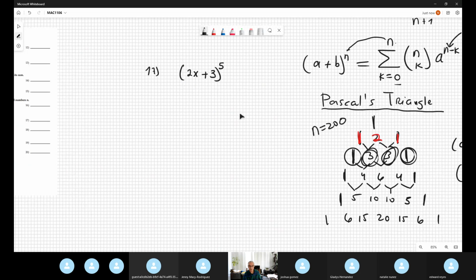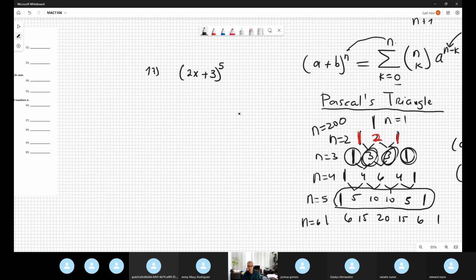And we use, remember, this is 1, 2, 3, 4, 5. Okay, this is n equal 5. This is n equal 6. This is n equal 4. This is n equal 3. This is n equal 2. And this is n equal 1. For 5, the coefficients are these: 1, 5, 10, 10.